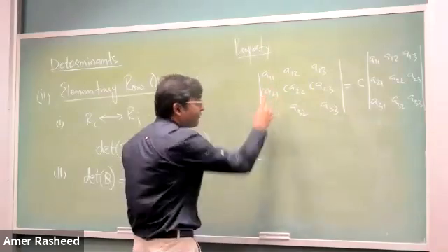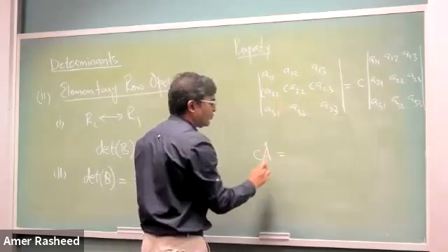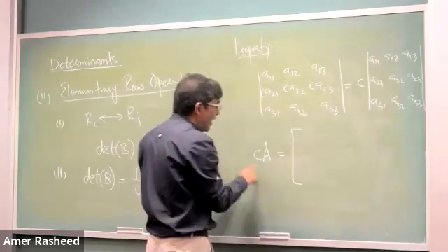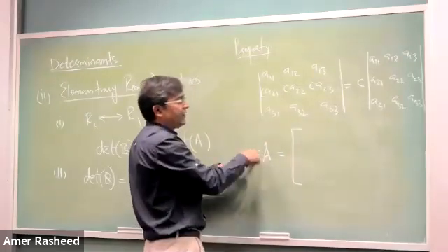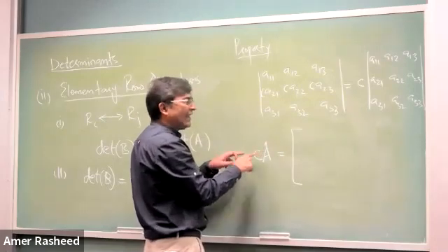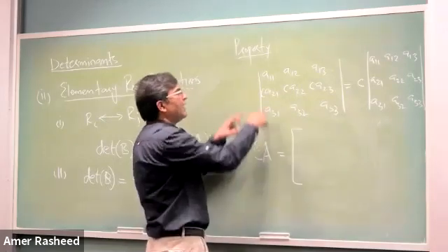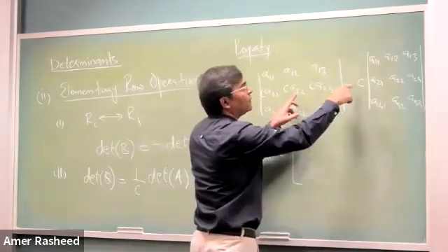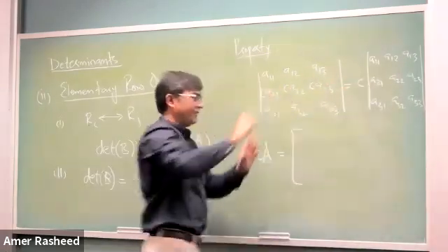So this thing is different from this. C times A is what? You have to multiply C with every entry of A. Now this is a matrix. Matrix scalar multiplication is different from the scalar multiplication of determinants.